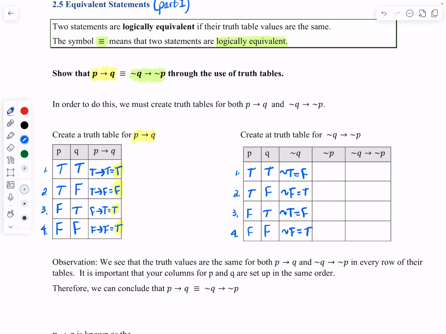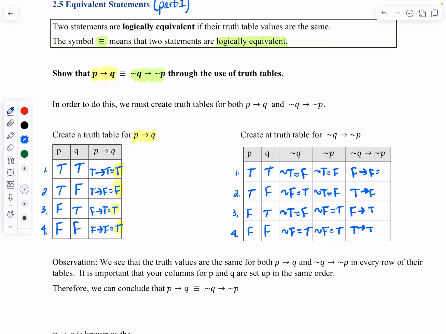Negation of P, I look at the P column and negate it. So negation of true is false. Negation of true is false. Negation of false is true. And finally, negation of false is true. So if I put the pieces together, I do negation Q, which I found to be false, true, false, true. Put the symbol. Remember, we're doing if then. And then I'm going to do negation P, which was false, false, true, true.